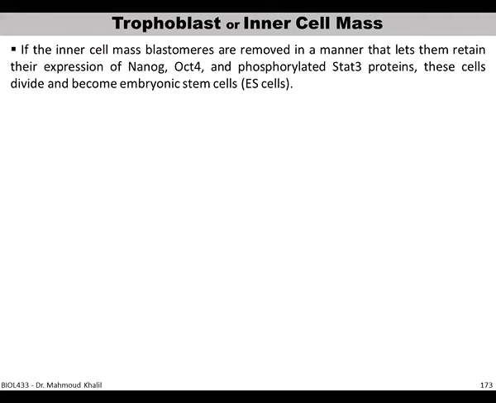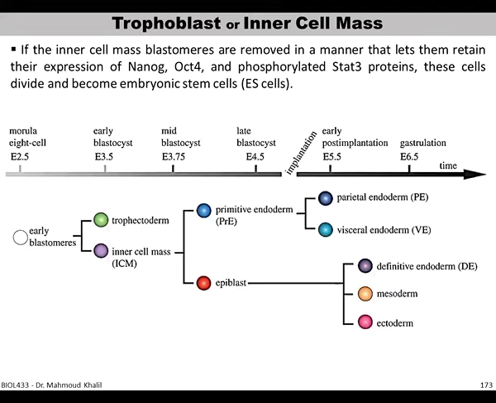The inner cell mass blastomeres are removed in a manner that lets them retain their expression of Nanog, OCT4 and phosphorylated STAT3 protein. These cells divide and become embryonic stem cells. So in the process of doing the experiment, they remove these cells and they term them embryonic stem cells. And you can see here from this synopsis that in early blastomeres you have two types of cell.